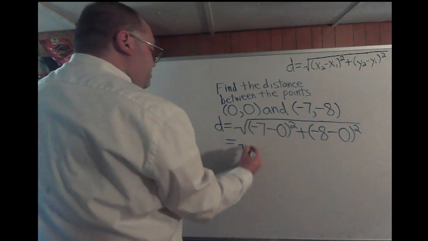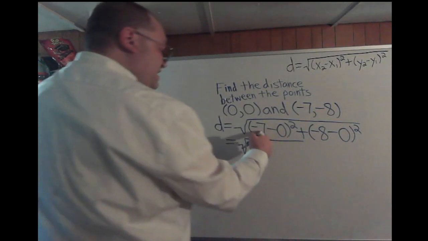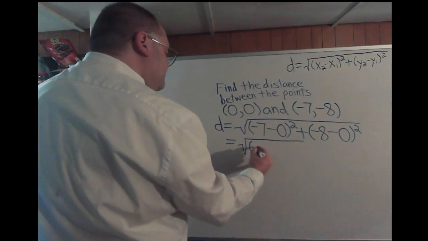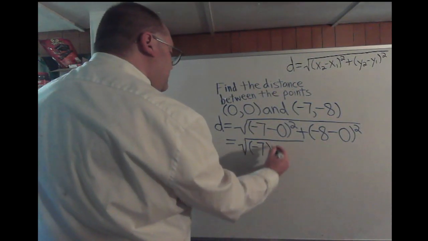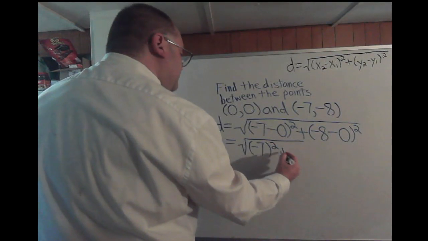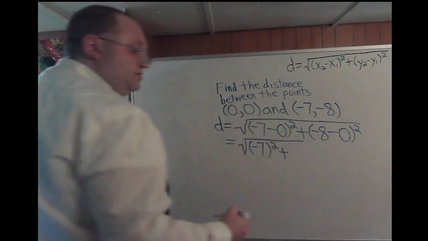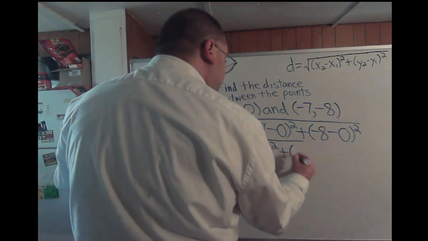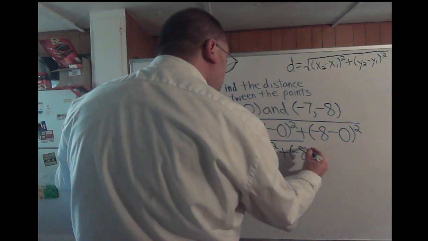So if we do the parentheses underneath the square root, negative 7 minus 0, that's negative 7 to the second power. Plus, then you have negative 8 minus 0 inside the parentheses. That's negative 8 to the second power.